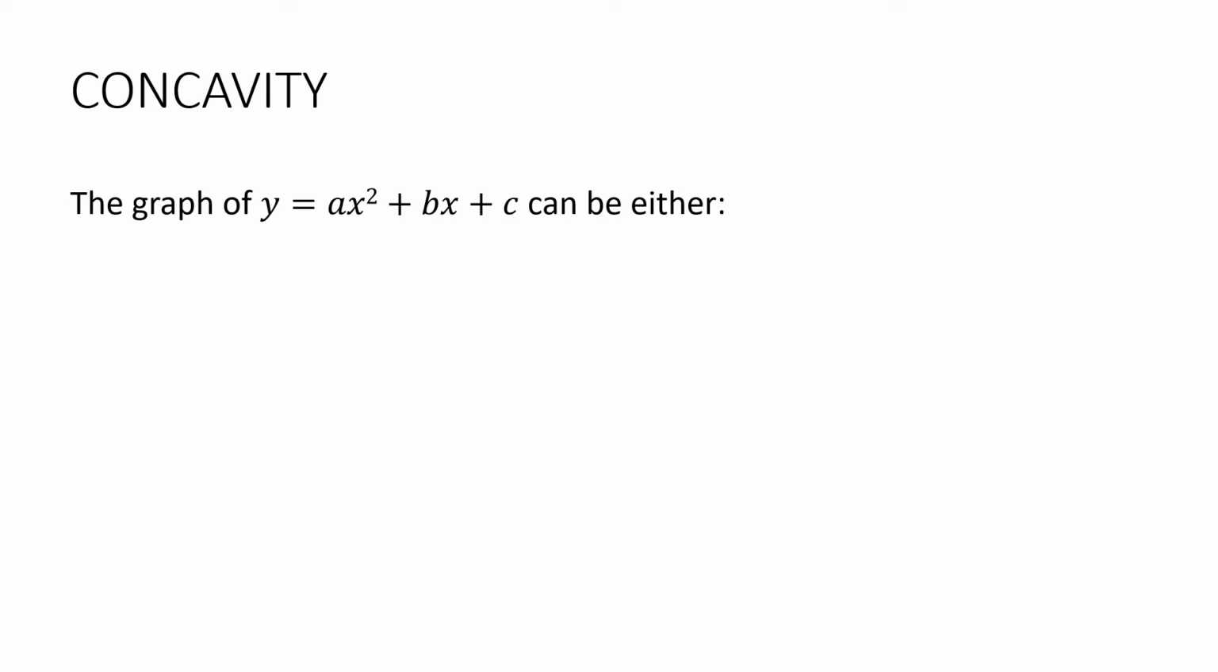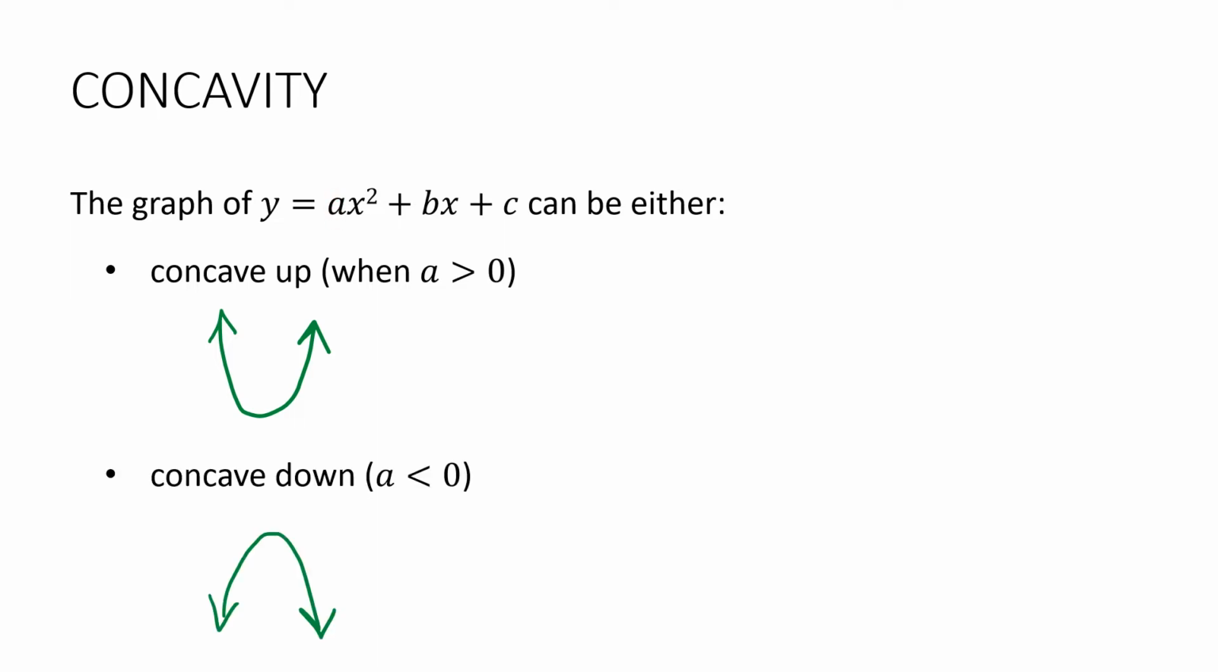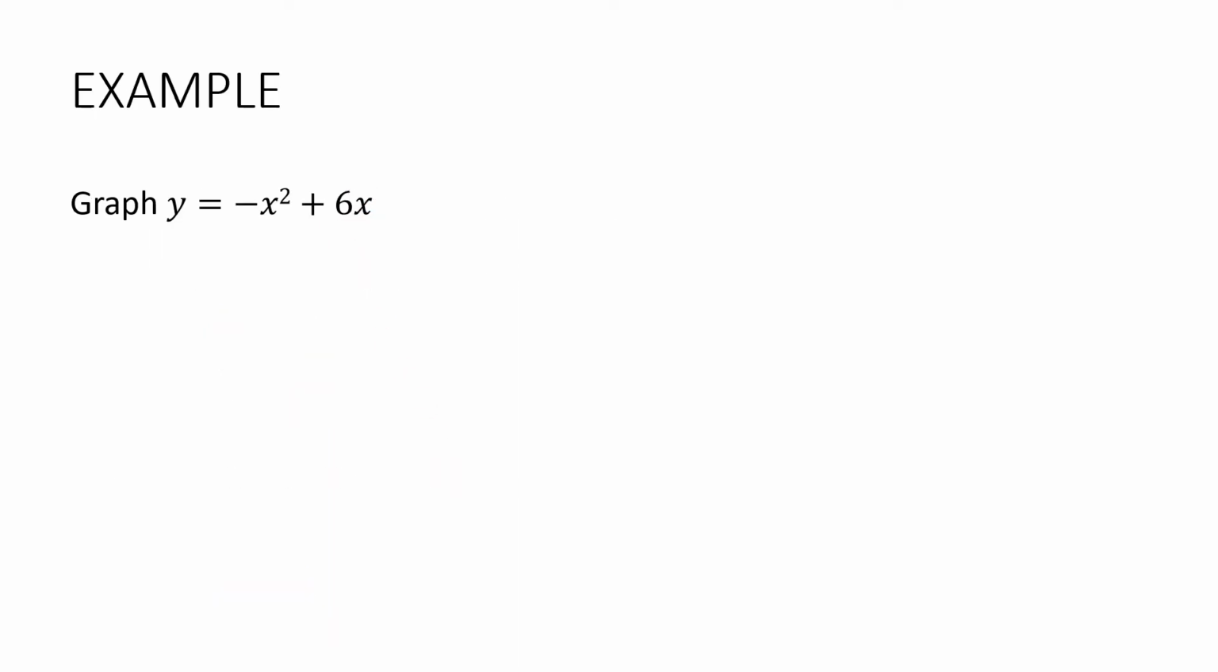Now, we talked earlier about concavity. The graph of y equals ax squared plus bx plus c can either be concave up, so that's where the tails point upwards, and that's if the coefficient of x squared is positive. Or it can be concave down, the tails point down, and that's when the leading coefficient, or the coefficient of x squared, is negative. So let's graph y equals negative x squared plus 6x.